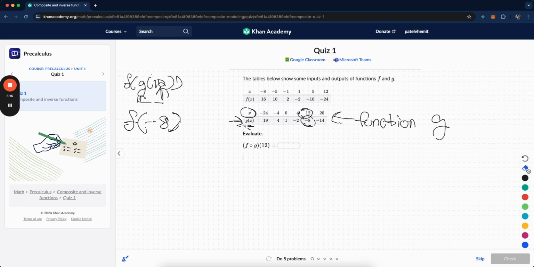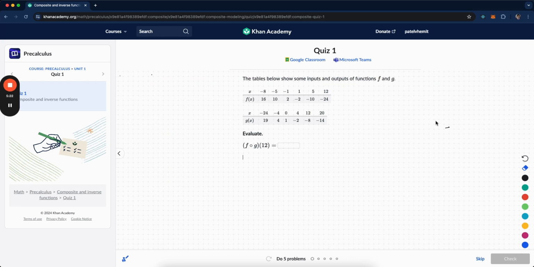So I'm going to go ahead and erase everything, and let's just evaluate this, right? Okay, cool. So again, we're going to start off just by writing f of g of 12, like so. Then we find the output of g of 12, which is through the table, which is negative 8, right? Now what we need to do is find the output when the function f has an input of negative 8, right?